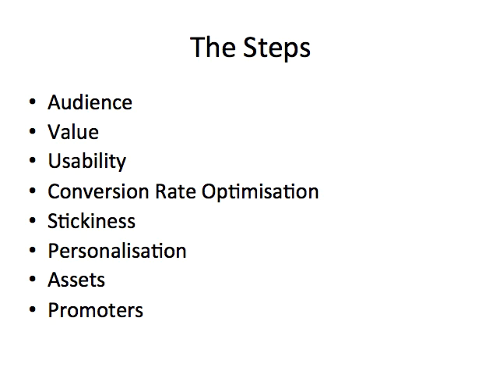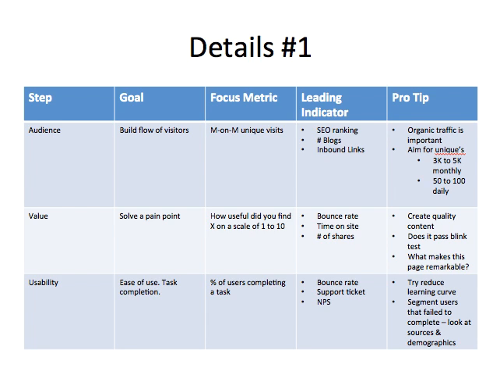So the steps of the hierarchy, starting at the bottom, is the audience step. Then you move into the value step, the usability step, the conversion rate optimization step, the stickiness step, personalization, assets, and then last of all, promoters. Over the next two slides, I'm going to go into the detail around these steps. There's a lot to cover, so do make notes as we go through this, and maybe watch this training more than once.